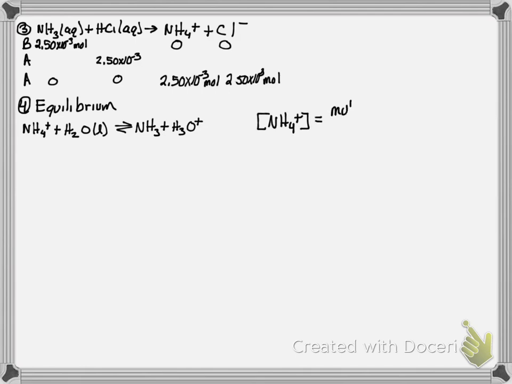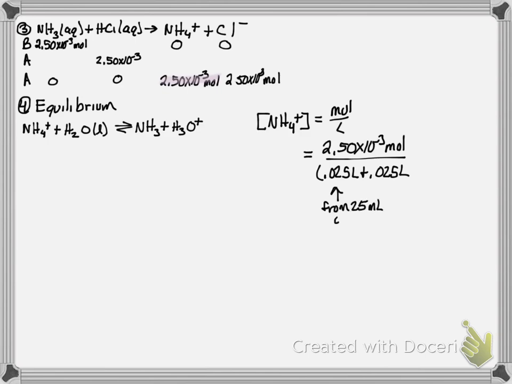In order to do the rest of my equilibrium, now equilibrium means RICE, I need to know the initial concentration of NH4 plus. That's going to be moles per liter. I know how many moles I made, but now catch this. I have to figure out what my new total volume is. I had 25 milliliters of NH3 to start with, right? That was my beginning solution.